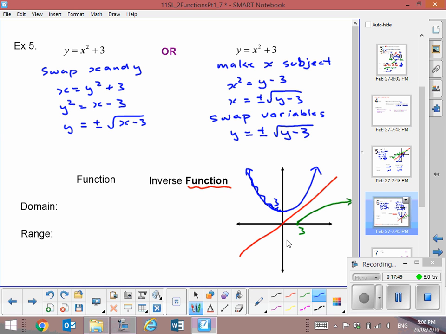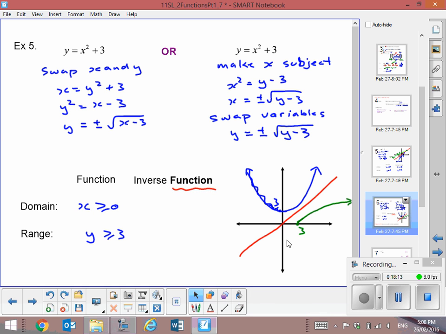So what is the domain for our original function? What values of x can I put into this graph? Only x greater than or equal to 0. I can have 0, that's okay. And what's our range? We're only getting y values greater than or equal to 3. For our inverse function, what's our domain? What x values can I put in? From 3 and upwards works. So x is greater than or equal to 3.